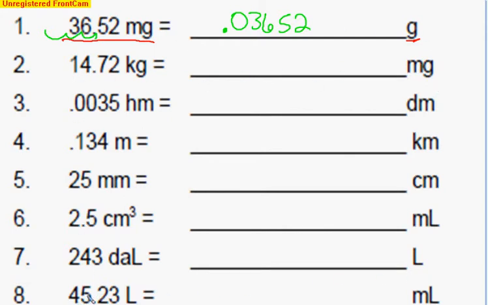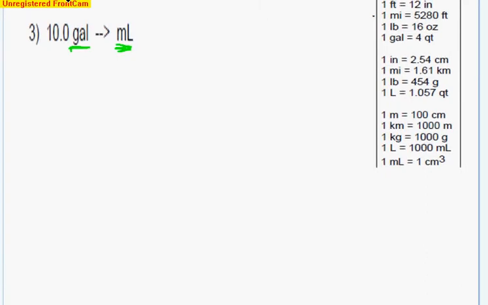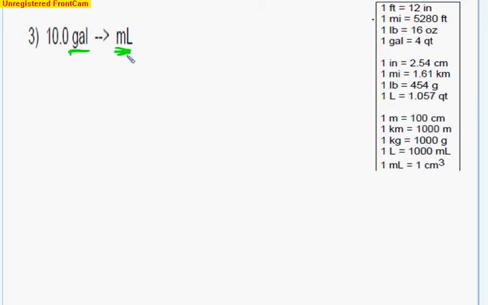But like I said, we just wanted to quickly review the metric system and converting within the metric system. What we're going to look at now is using different units, converting from, say, the metric to English and things like that. So as you can see here, it says basically 10 gallons is how many milliliters.